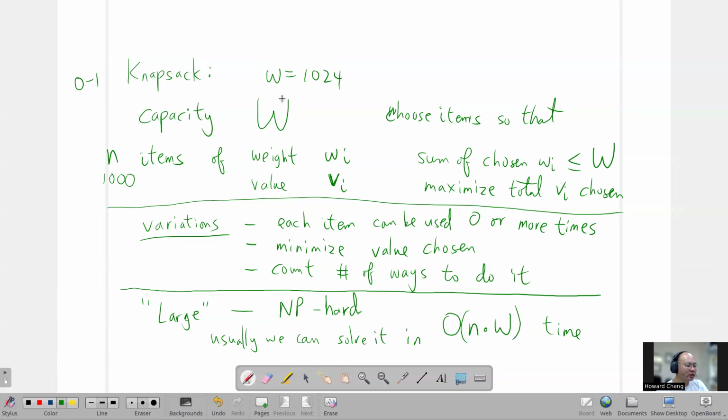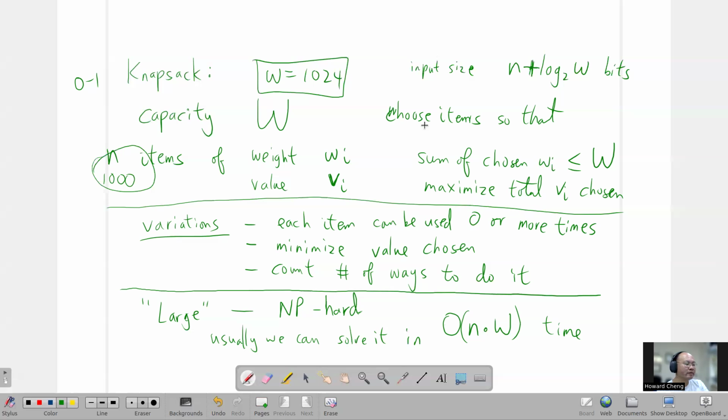But actually, the way that we normally talk about complexity is we want to talk about complexity in terms of the input size. So what is the input size here? Input size here is n items, right? So n items, so n times something. You need a certain number of bits to store the weight. You need a certain number of bits to store the value. But this W can be stored in this many bits.